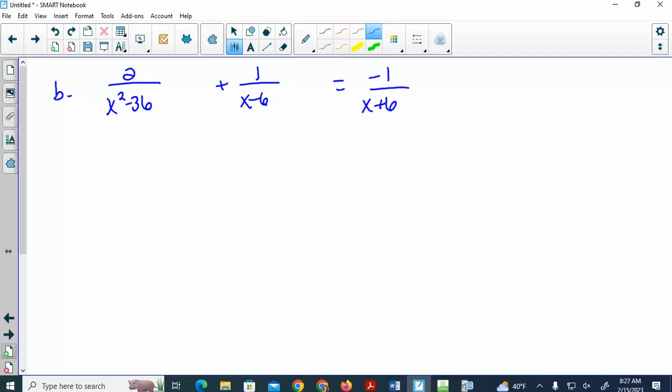Honestly, the biggest issue I'm seeing on these problems is not that you don't know how to do them, it's that you're skipping steps, like not writing things out and then dropping negatives, which dramatically changes your entire problem. That's a pretty common issue for everybody. First thing we always did was factor. So x squared minus 36 factors into x plus 6, x minus 6.